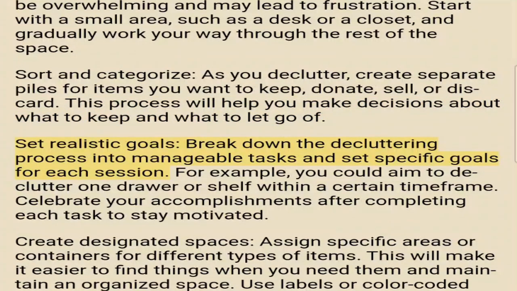Set realistic goals. Break down the decluttering process into manageable tasks and set specific goals for each session. For example, you could aim to declutter one drawer or shelf within a certain time frame. Celebrate your accomplishments after completing each task to stay motivated.